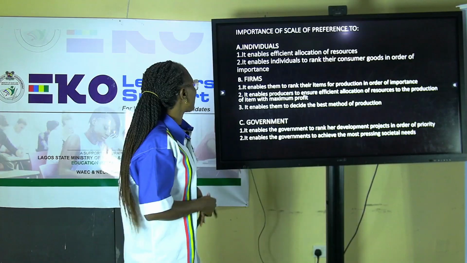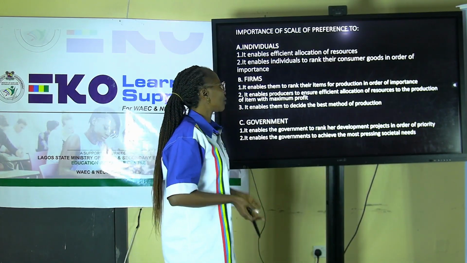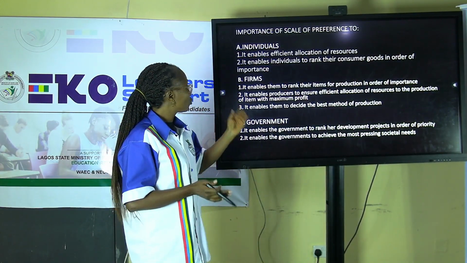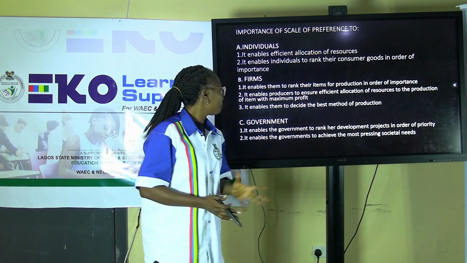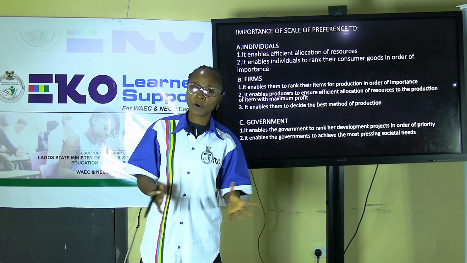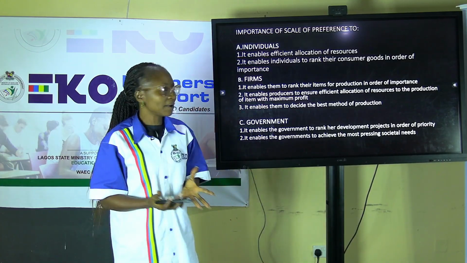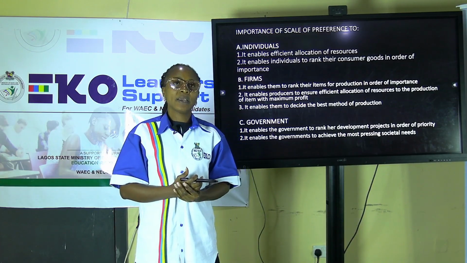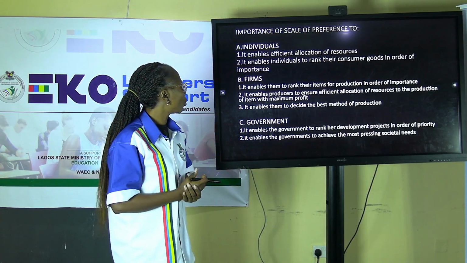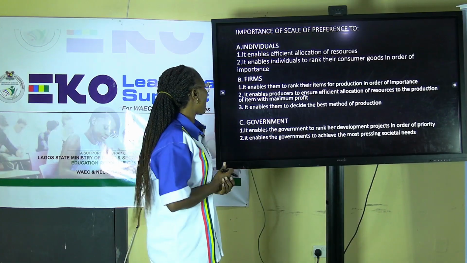production of pure water. Another one is that it enables producers to ensure efficient allocation of their resources in the production of items with maximum profit. Also, you discover that the firm, the resources at their disposal also, they will have to consider that before they go into the production of that particular water.